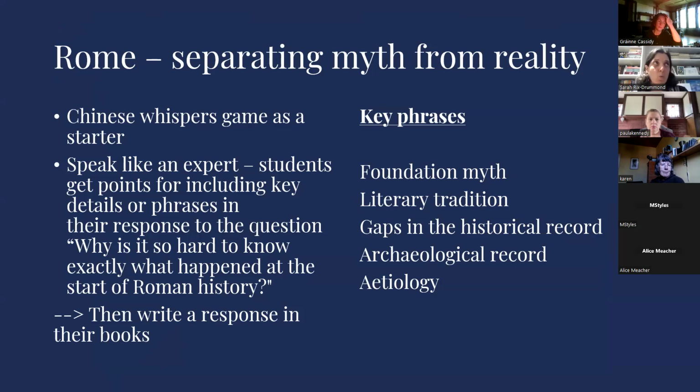So one thing we emphasize during this is the idea of taking on the mantle of the expert. Students will get points for including key phrases or key information in response to a question. So they have to include things like foundation myths or literary tradition or archaeological record, or even more advanced vocabulary like etiological explanation of a place name or something like that. And then to consolidate, and that's why it's really important, they write the response in their books.